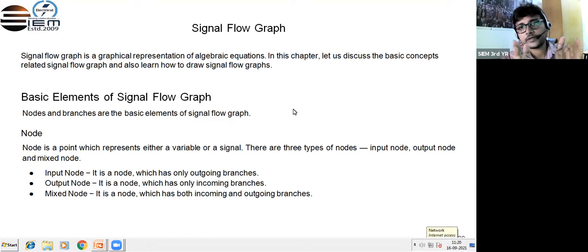Now signal flow graph is the advanced criteria of block diagram reduction technique, by which you can easily find out the transfer function. Now while we are considering the block diagram reduction technique, am I audible, students? Yes, sir, yes, sir.